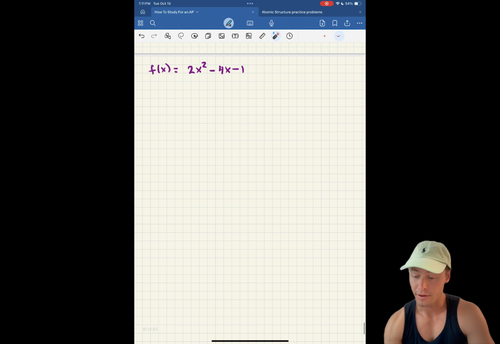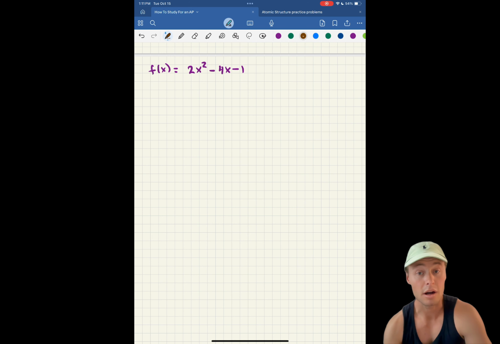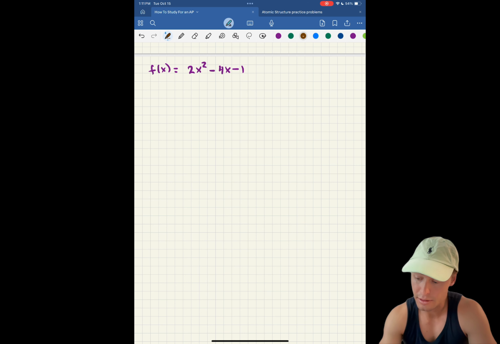Here's our first function, f of x equals 2x squared minus 4x minus 1. We want to solve for the x-intercepts, or the roots of this function. Now, we don't know how many roots this has, whether it has 2 real, 1 real, or no real roots. How can we figure that out? Let's apply the discriminant. We know the discriminant is b squared minus 4ac.